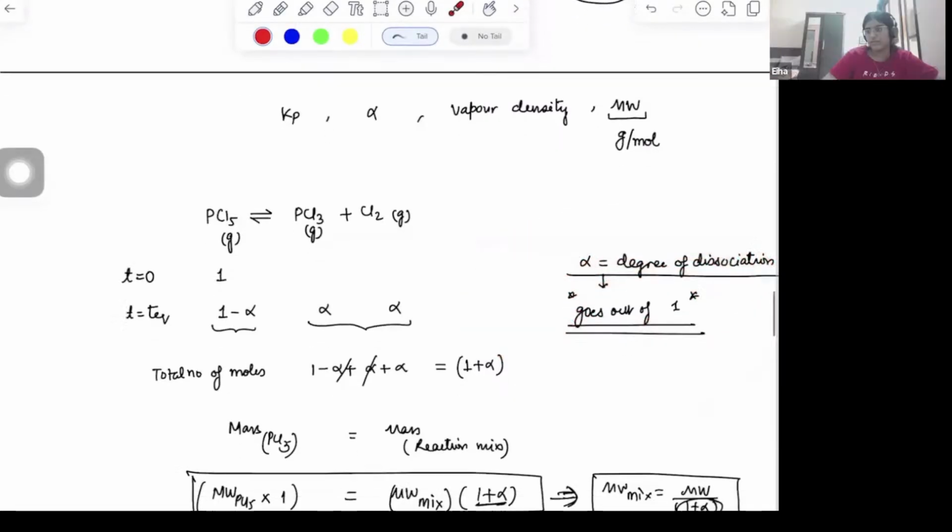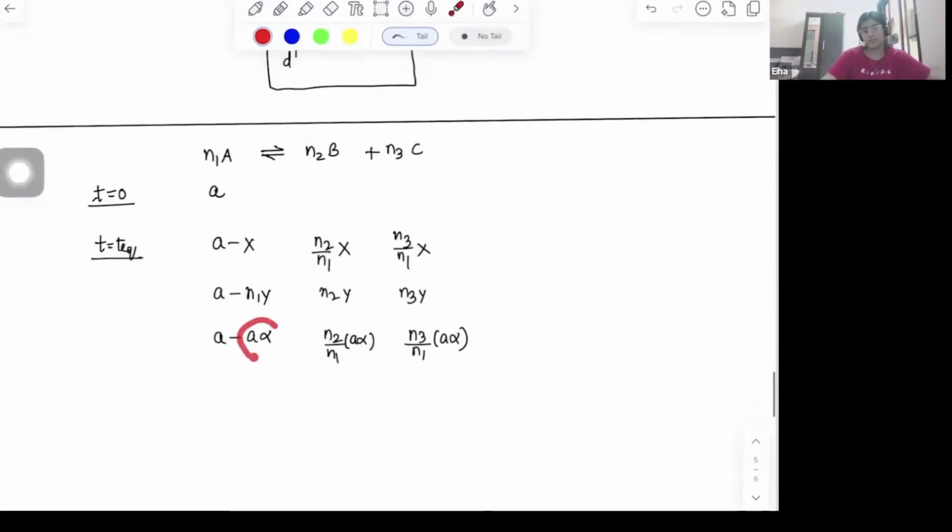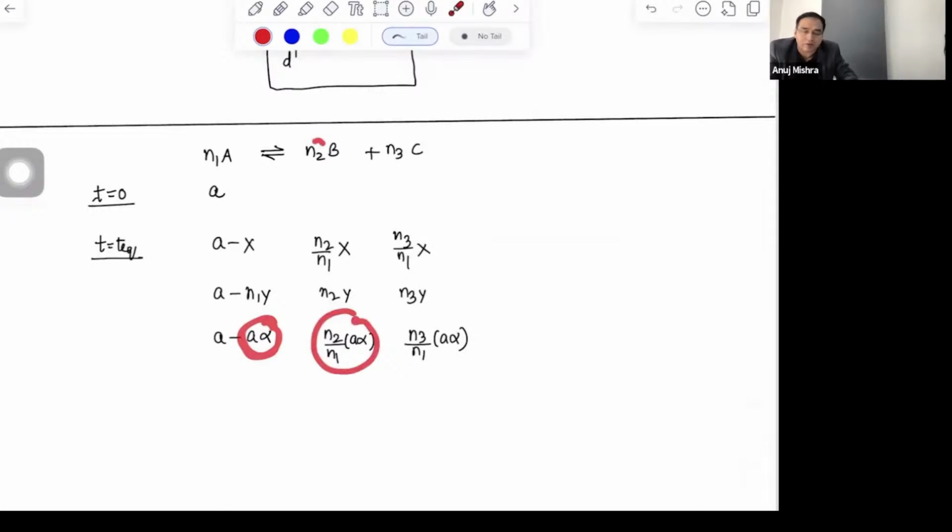Mathematically, 1 से alpha जाएगा तो a से कितना जाएगा? a alpha, इसलिए मैंने a alpha लिख दिया। अगर ये a alpha गया तो ये कितना बनेगा? n2 by n1 into a alpha. Why? Because if this goes n1, this becomes n2. If this goes 1, this becomes n2 by n1.